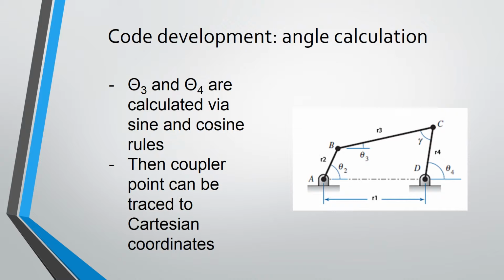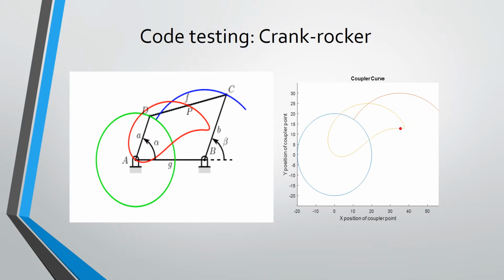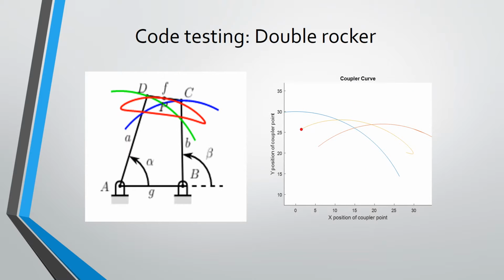Here we can see testing of the final code on the right compared to the University of Illinois simulation on the left using multiple types of 4-bar linkage. It can be seen our code correctly modelled all of these linkage types.